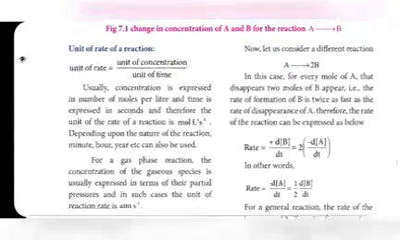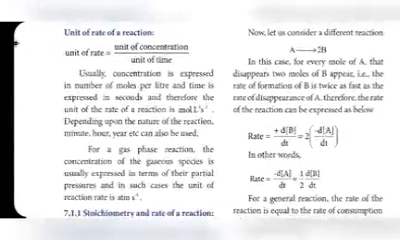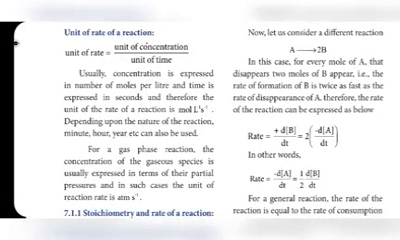Next, unit of rate of reaction. Already you know what is rate. Now we are going to learn about the unit of rate. Rate means change in concentration of reactant or product divided by time taken. So in the numerical part, concentration is divided by time taken t.